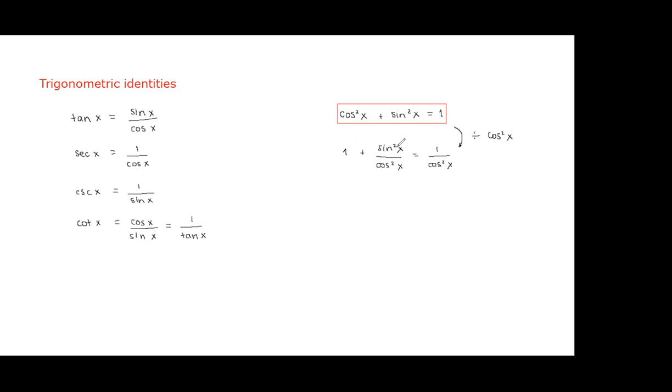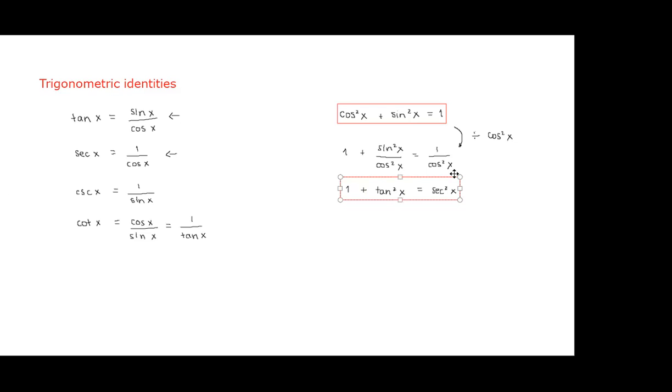Now, based on these expressions, I can see that sine squared over cosine squared of x means sine of x over cosine of x, the whole thing squared. So I can replace this by tangent squared of x. So 1 plus tangent squared of x is equal to 1 over cosine squared of x, which is the same as 1 over cosine of x, the whole thing squared. So that means secant squared of x. This is just by using this expression here and this expression over here. So that's the second identity that you need to know.